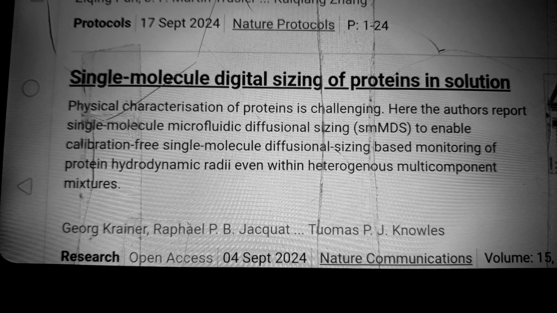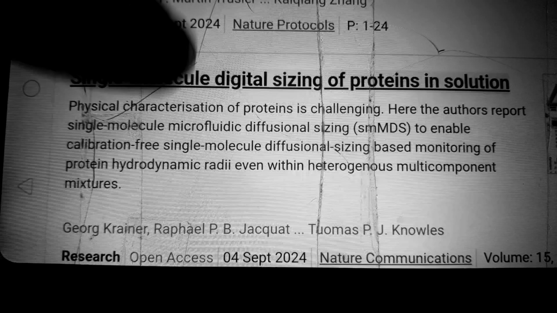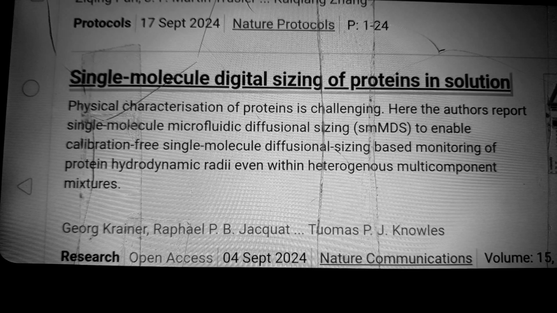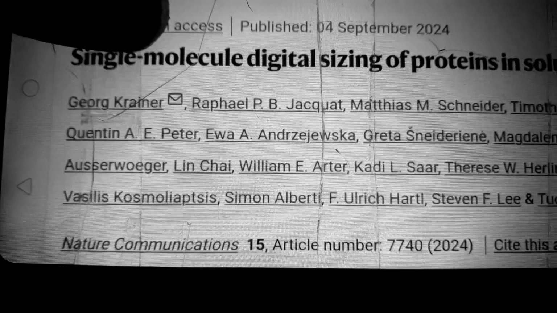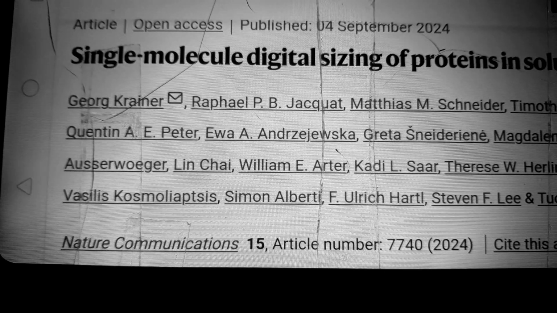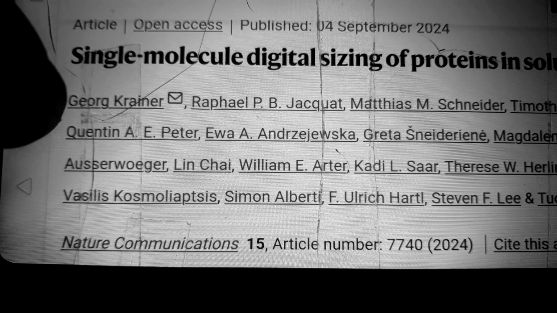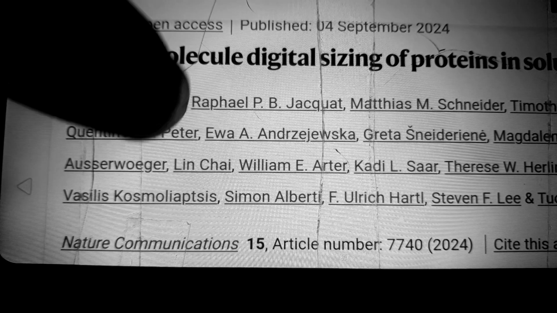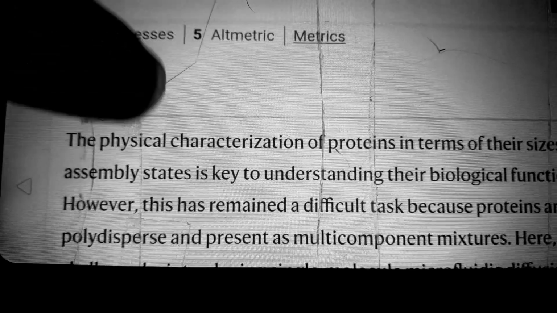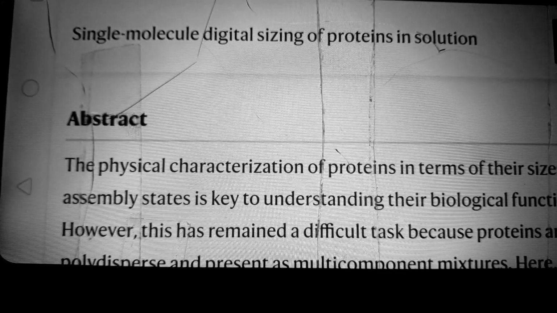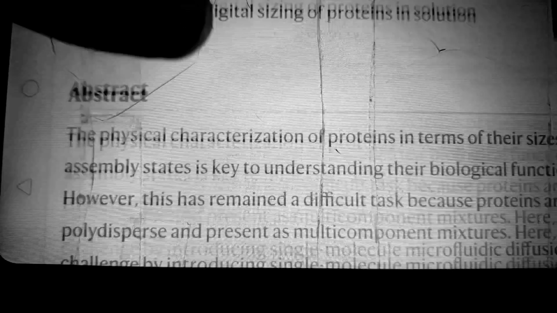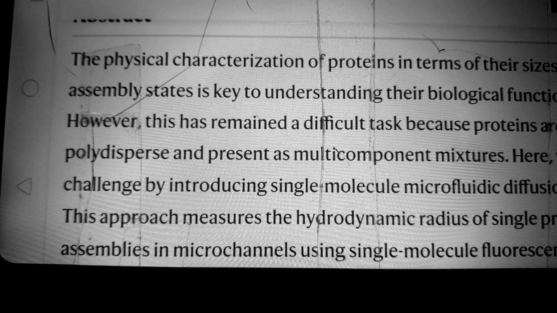Single molecule digital sizing of proteins in solution. We're not downloading the PDF. If you wish to, you can do it on a later date. So these are the authors of it. I'm just reading the comments, the abstract, and just the study of it. Single molecule digital sizing of proteins in solution is available as a PDF. We would be needing it now.